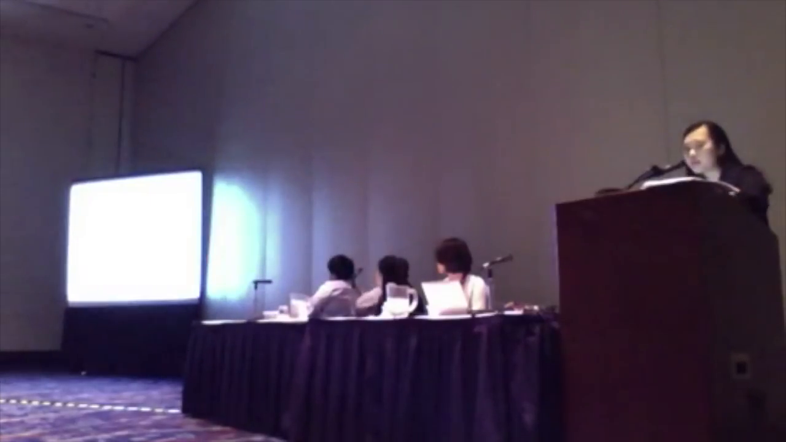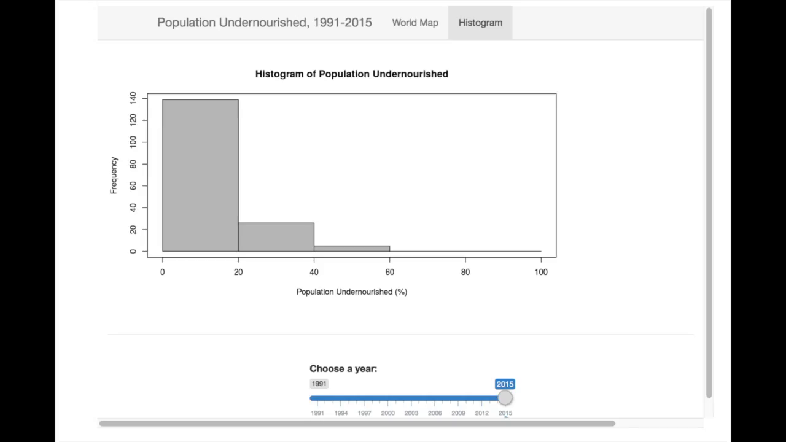And the second series that I'm going to show is an interactive data visualization. The data that I'm using come from the United Nations Millennium Development Goals in 2015. So the first variable that I was interested in is the percentage of the population that is suffering from undernourished condition. And this is a simple histogram.